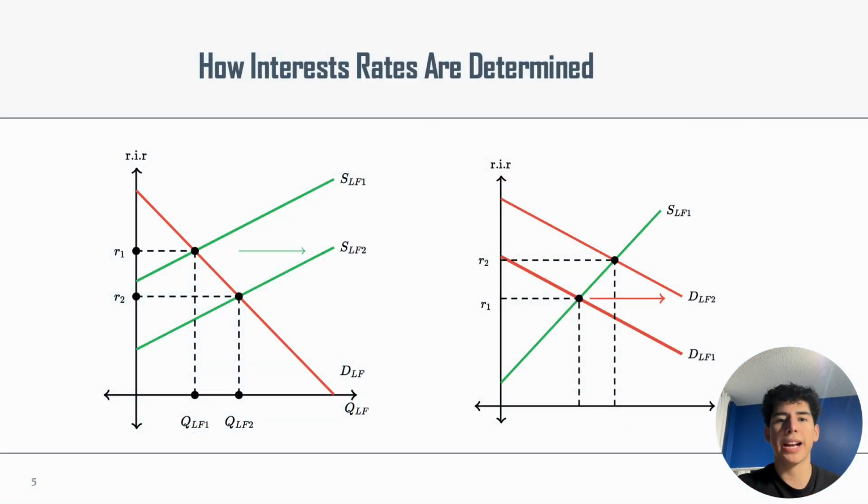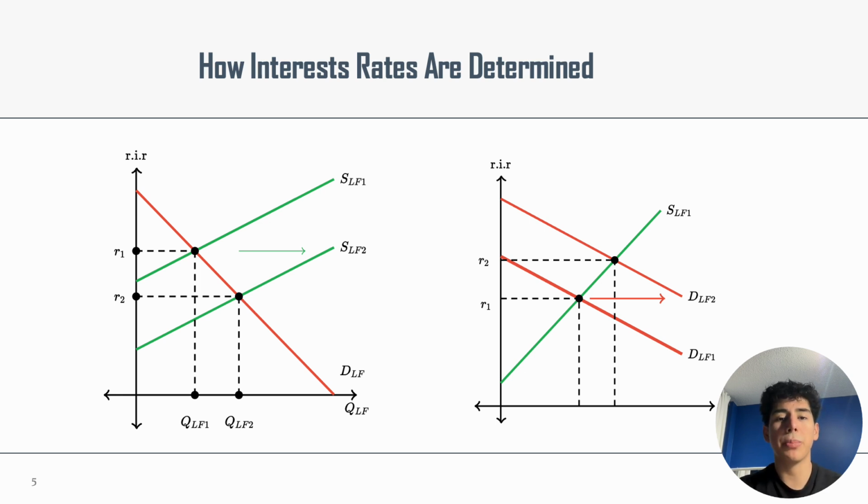Alright, now let's circle back to the question we started with. How are interest rates actually determined? Well, interest rates are basically the price of borrowing money, and like any price, they're set by the intersection of supply and demand. They fluctuate because, like in any other model, demand and supply are affected by numerous factors.